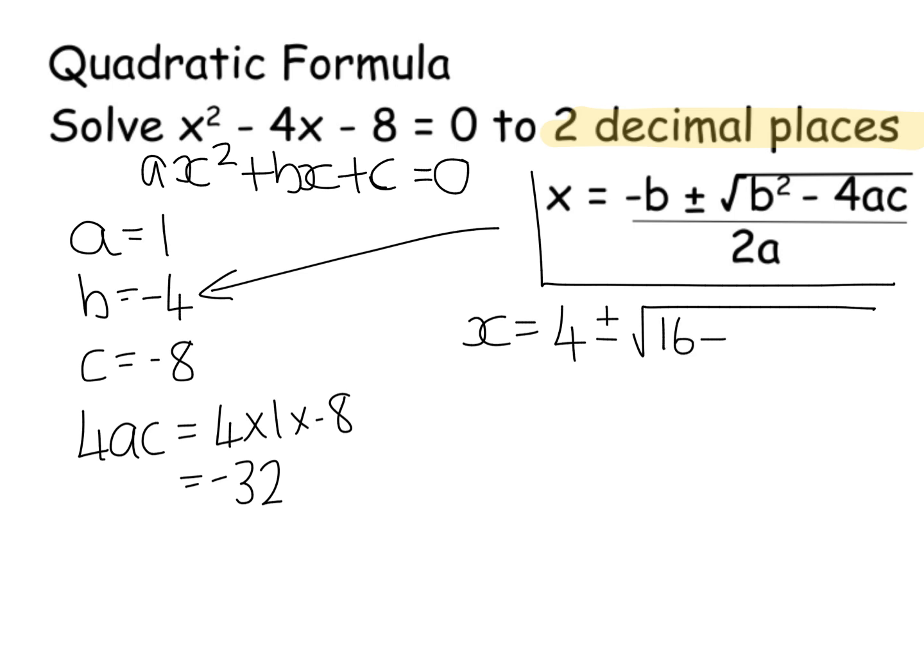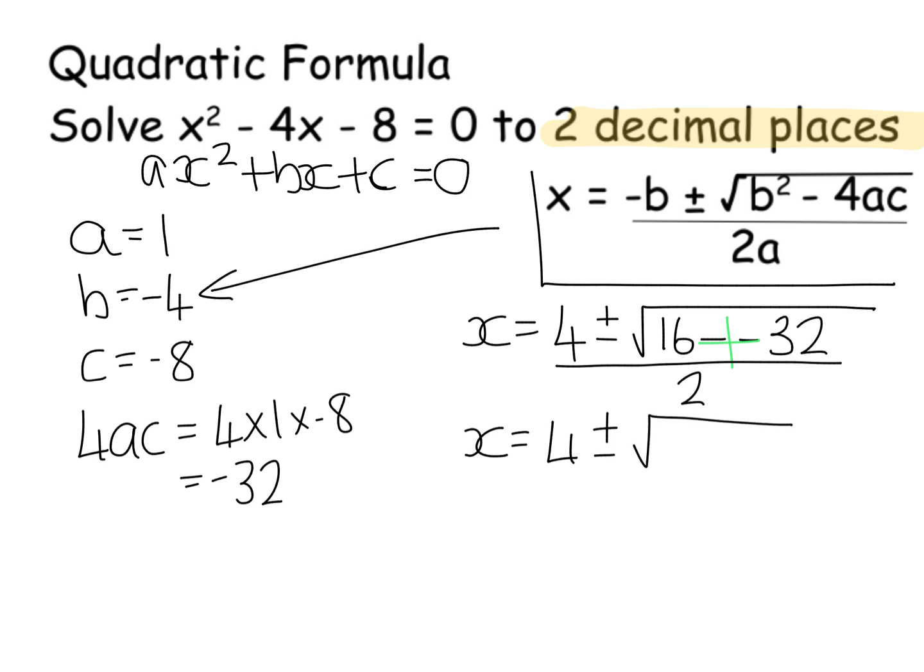And then it's take away whatever our 4ac was. Oh, wait a minute, we said 4ac was a negative number. What happens there when you've got a wee double negative? It turns into a big old plus sign, okay? So, and this is all over 2 times a, so all over 2 times 1. Let's tidy this up. It gives us 4 plus and minus, the square root of 16 plus 32 is 48, all over 2.